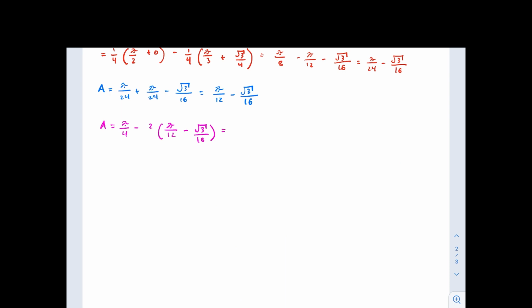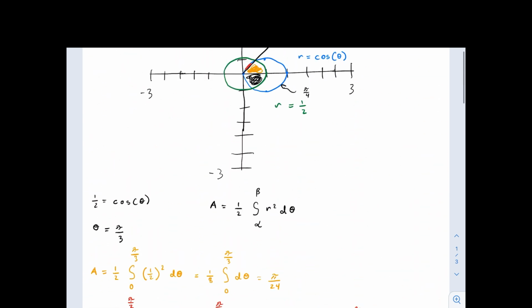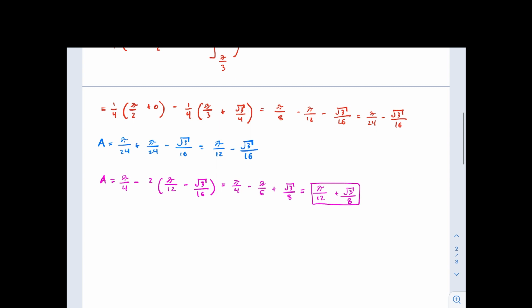So, expanding our parentheses, we get that this is pi over 4 minus pi over 6 plus the square root of 3 over 8. This then simplifies to pi over 12 plus the square root of 3 over 8, and this is our final result. Meaning that this pink shaded region here for these two particular curves has an area of pi over 12 plus square root 3 over 8.